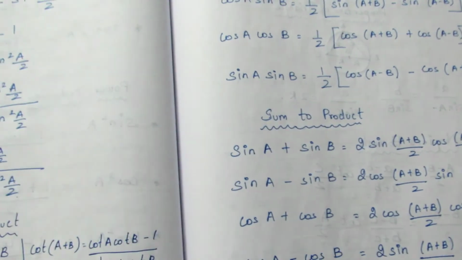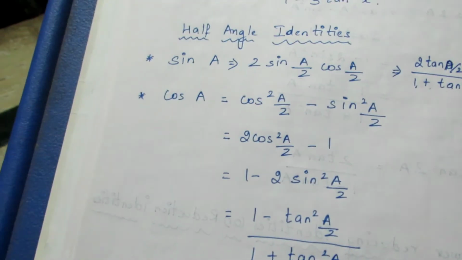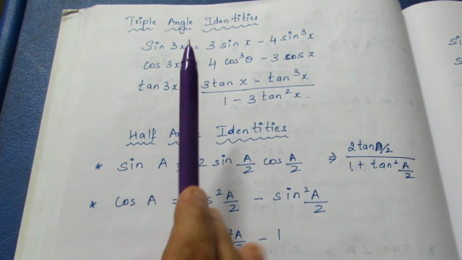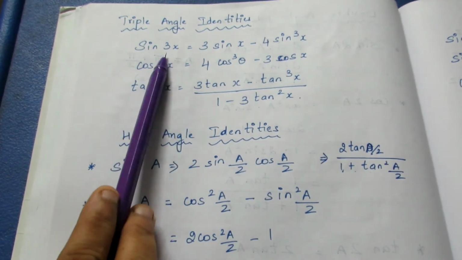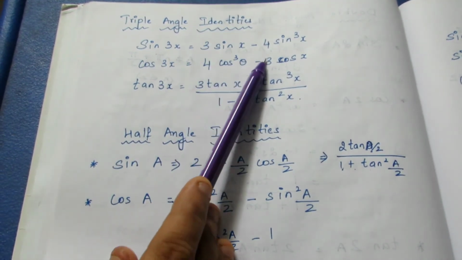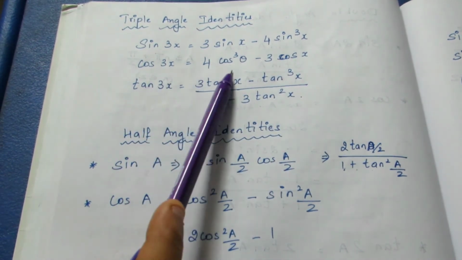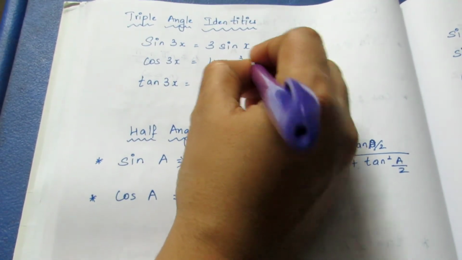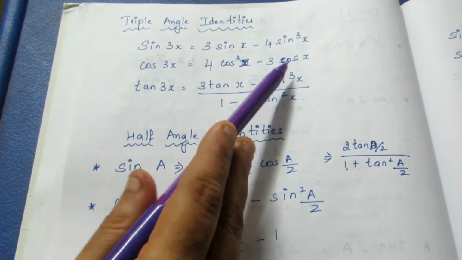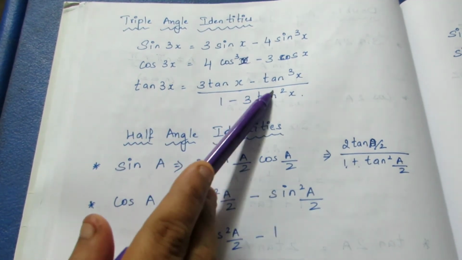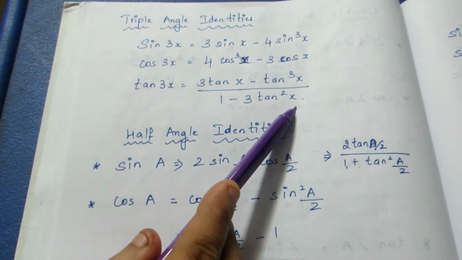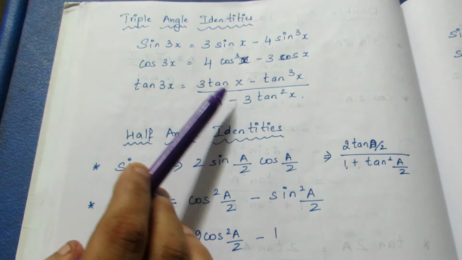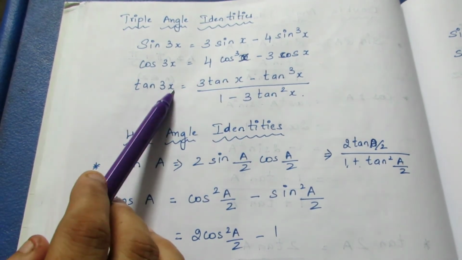Next we will move on to triple angle identities. Triple angle identities deal with 3x. Sin 3x is equal to 3 sin x minus 4 sin cube x. Cos 3x is equal to 4 cos cube x minus 3 cos x. Tan 3x is equal to 3 tan x minus tan cube x by 1 minus 3 tan square x. Where are all these formulas necessary? If it's 3x, we need to use this formula. If it's 2x, we need to use the double angle formula.